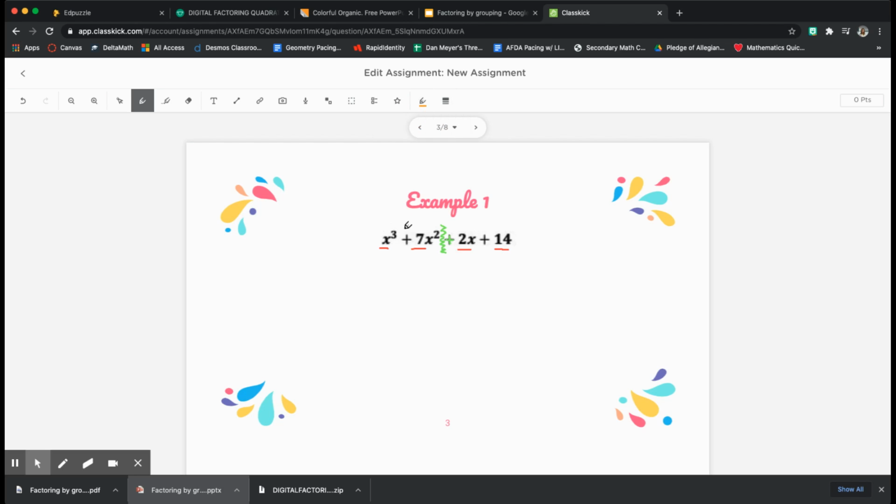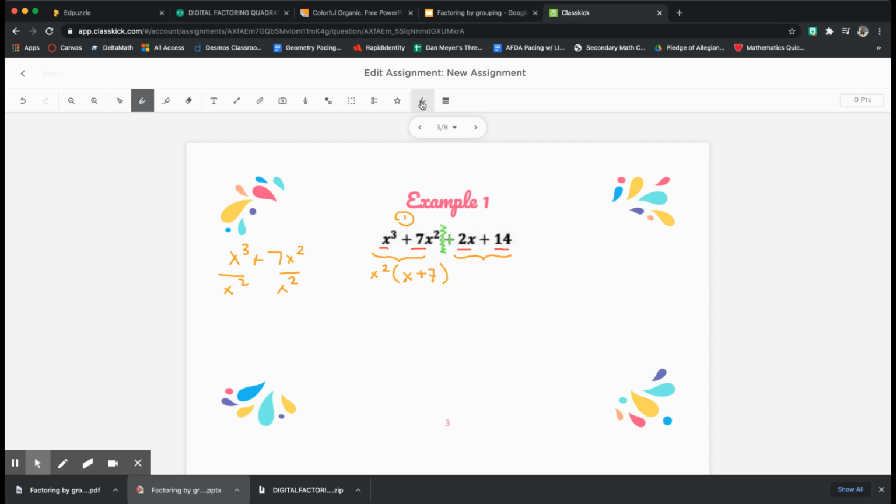So what I have here is basically two different GCF problems. When I look at this first problem, x cubed plus 7x squared, what do these have in common? Well, these have an x squared in common. So I'm going to take out the x squared. When I do that, remember, that's just like dividing out an x squared. So if I divide out an x squared and divide out an x squared, then I'm left with an x plus 7 here.